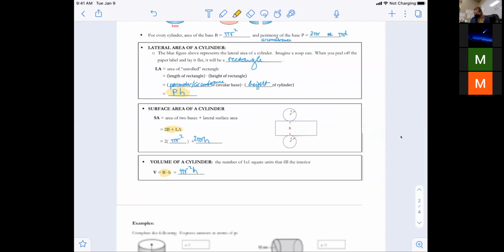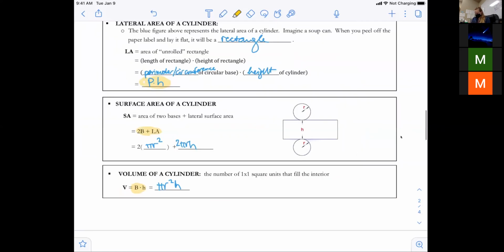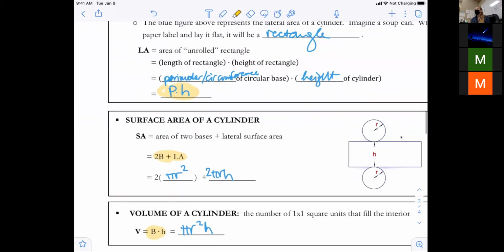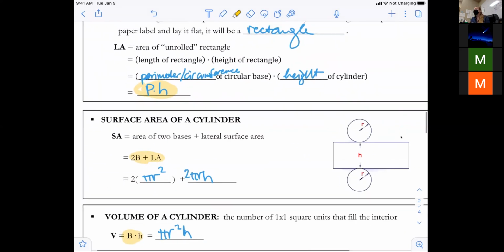Okay? So let's go to the back page. I really would love to get through these two examples if I can. I can go back. Is that good? What do you want to see? Okay.